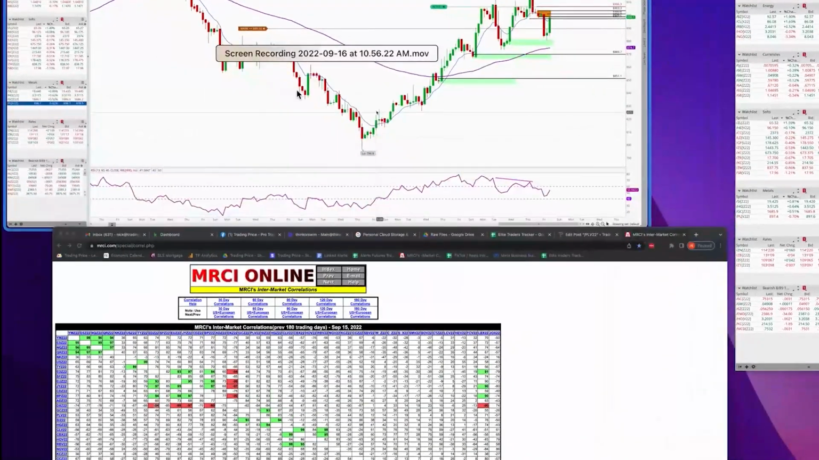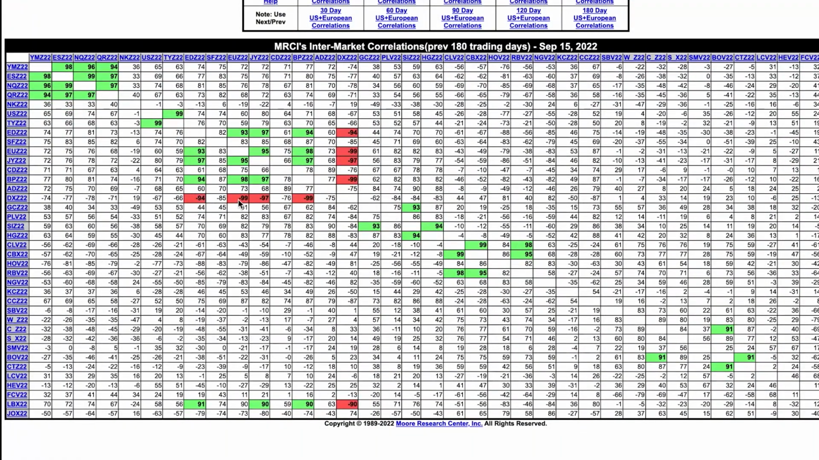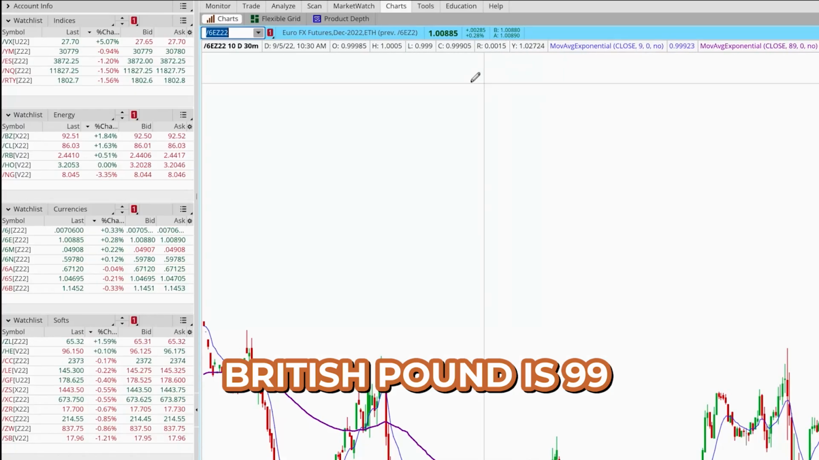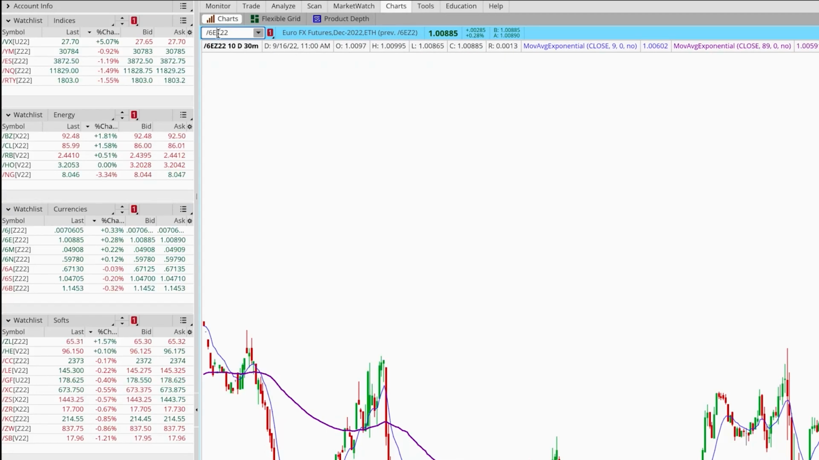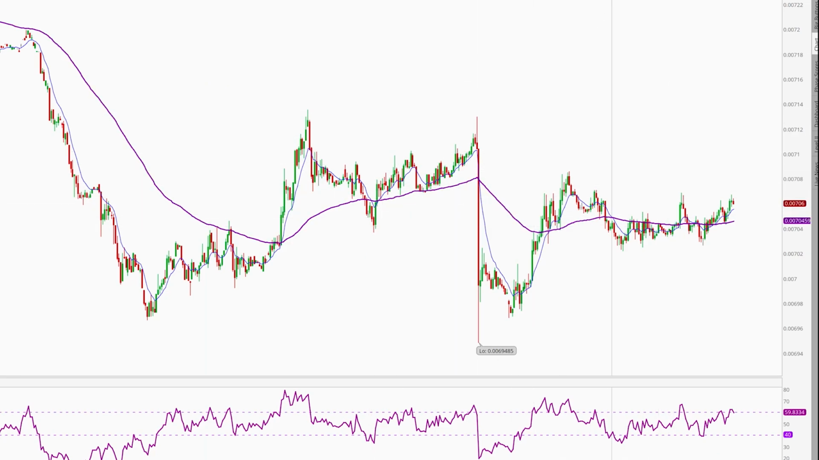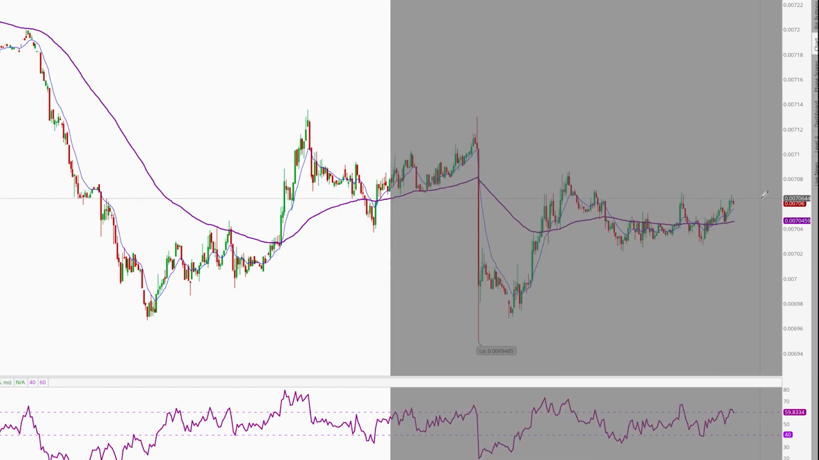But if I go back to MRCI, we can also see the correlations. The euro is 99. The euro dollar is 94. The Japanese yen is 97. And the British pound is 99. So if we look at the Japanese yen and the British pound, they should look pretty similar to a fall in price as it's hitting.